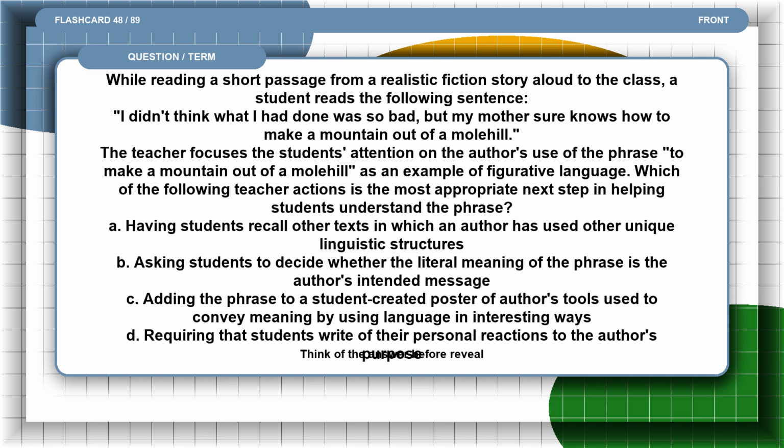A. Having students recall other texts in which an author has used other unique linguistic structures. B. Asking students to decide whether the literal meaning of the phrase is the author's intended message. C. Adding the phrase to a student-created poster of author's tools used to convey meaning by using language in interesting ways. D. Requiring that students write of their personal reactions to the author's purpose. Pause and think of the answer before the reveal.